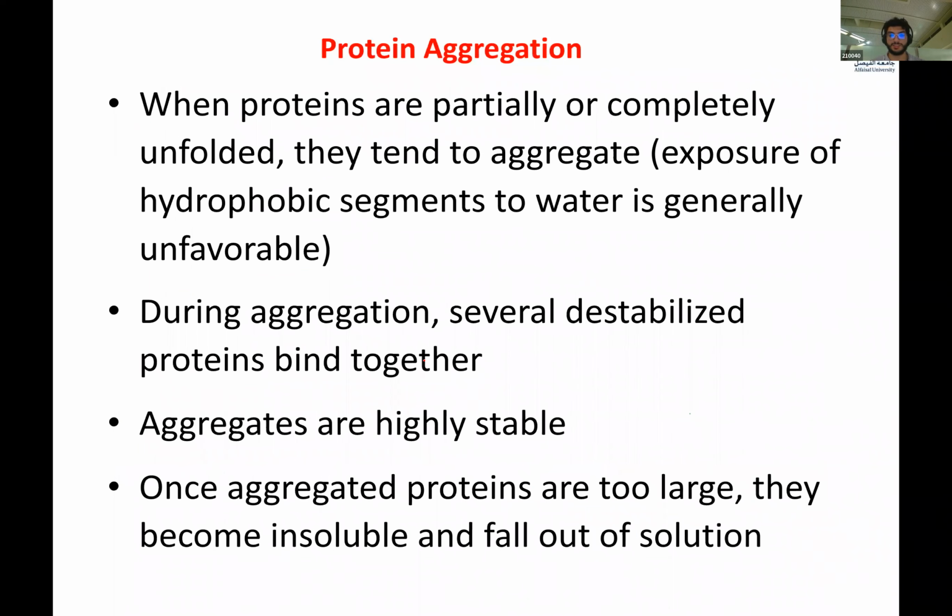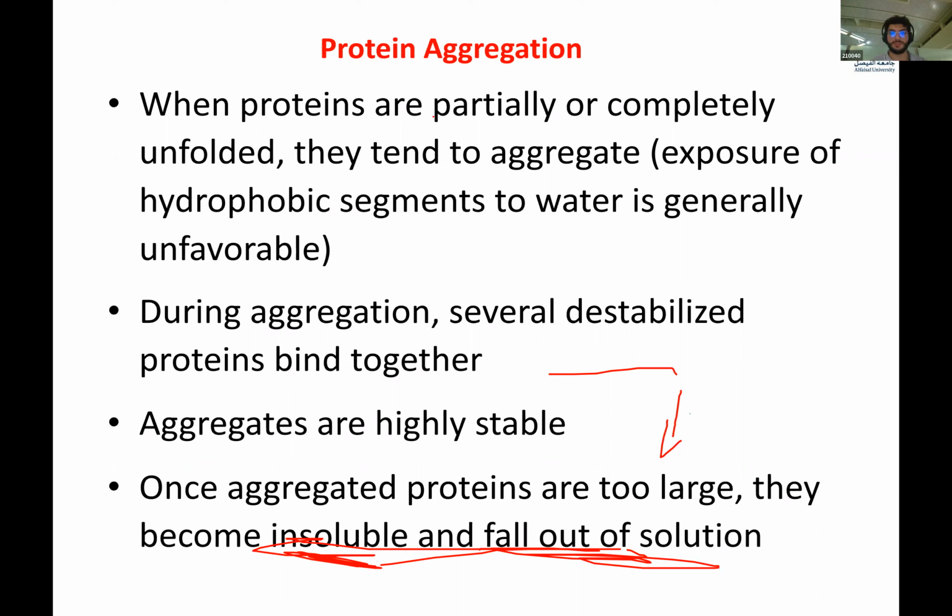So protein aggregation, again, we discussed this earlier. Once the aggregated proteins are too large over here, they become insoluble and they fall out of the solution. Basically, they just become too big. They can't be taken care of and they just kind of settle down. They're no longer dissolved like sugar in a solution. They're just gonna sit at the bottom, because they're just too big.